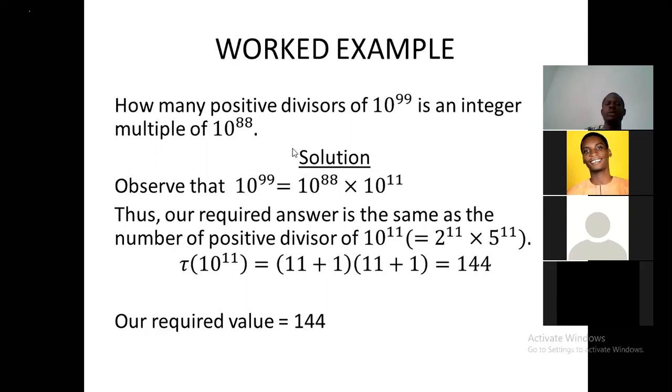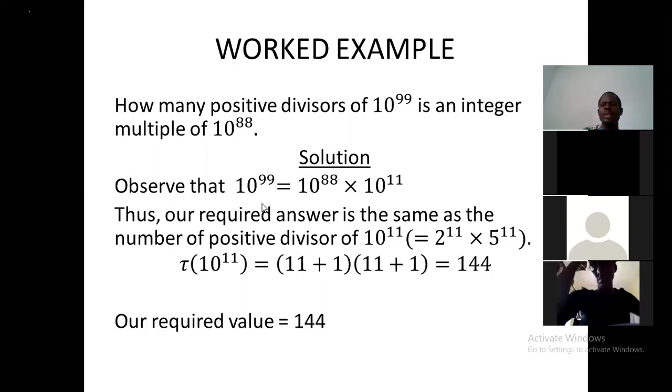Please listen. From the constraint of our question, we know that our number must be at least 10 raised to the power 88. Our numbers cannot be greater than 10 raised to the power 99. Now, 10 raised to the power 99 is equal to 10 raised to the power 88 times 10 raised to the power 11. All our answers must be at least 10 raised to the power 88. So the question now is: how many divisors does 10 raised to the power 11 have?